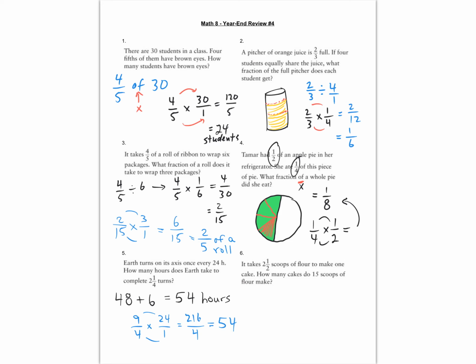So 2.5 we're going to change to an improper fraction, 5/2. And we are dividing the number of scoops by 5/2. Okay, this is the amount of flour we have, the big amount, and we want to know how many 2.5 scoops fit inside of it, right? How many? So it's division. So we're going to multiply by the reciprocal. So 15/1 stays, times, flip the second one. Okay, top by top, bottom by bottom, we get 30/5, and 30/5 is 6 cakes.